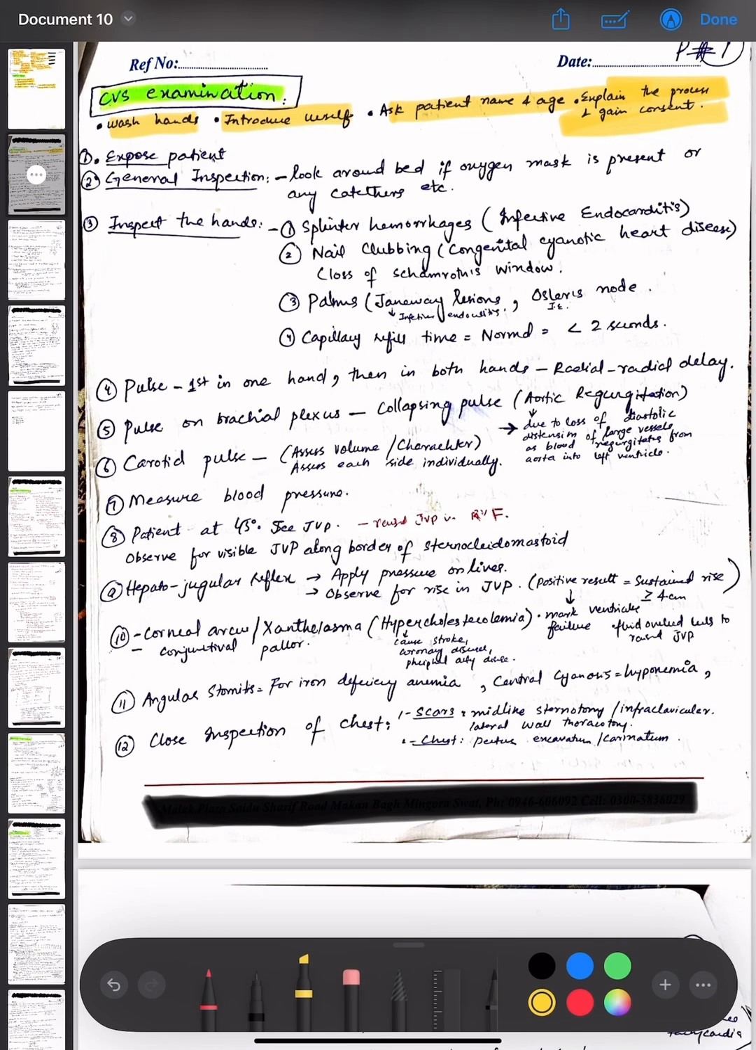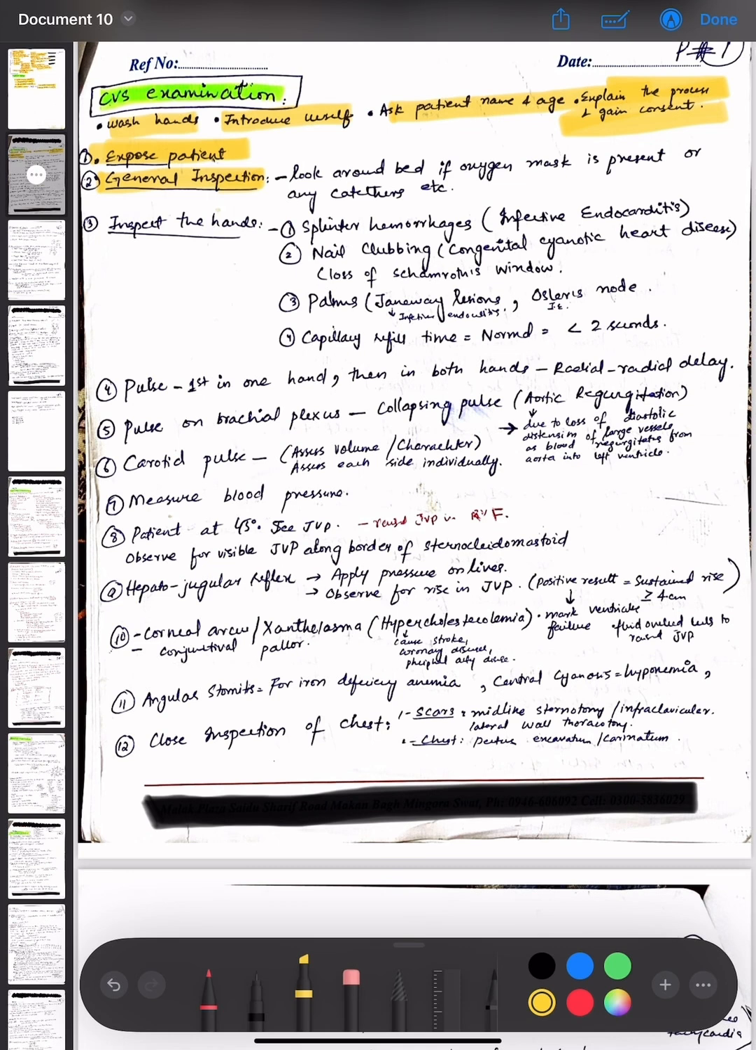Then first of all, expose the patient. The first step is to expose the patient. Then do the general inspection, that is, look around the bed if any oxygen mask is present or any catheters or any other substances that you can notice, for example, the cannulas, the IV drips, the catheters, or the oxygen mask. So we will notice all these things on the general inspection.